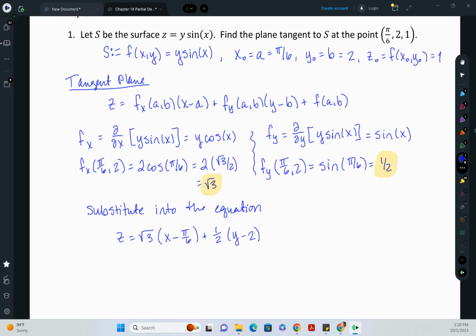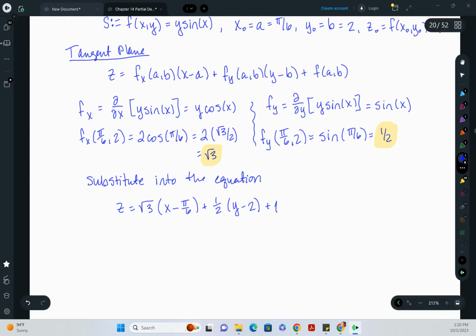plus our z naught, or our f of a b, or f of x naught y naught, they're all the same, and it's 1, so we're going to be adding in 1. And this right here is the equation of the tangent plane. We could leave it like this, or of course we could also distribute to simplify things.